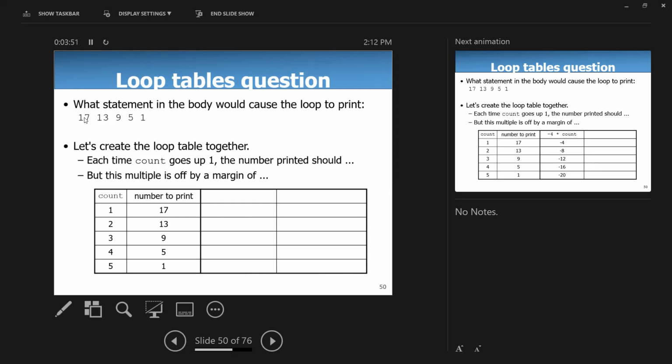What we need to do is, first of all, count 1, 2, 3, 4, 5. We have the number of rows. Then what is the desired output you need? We need 17, 13, 9, 5, 1 like this. Okay. Now, first of all, take a look. What's the difference between these numbers? Do we have a common number? What's the difference between 17 and 13?